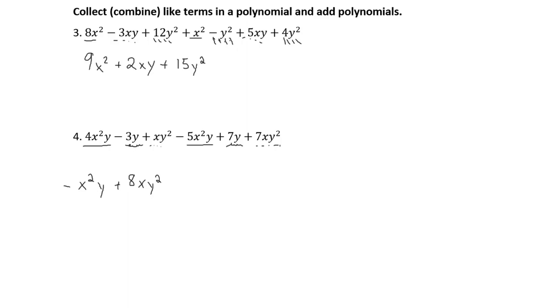So right here, I have negative 3 and plus 7, or 7 minus 3. So that gives me 4y. And that is how we add those together. All right, let's look at some more examples.